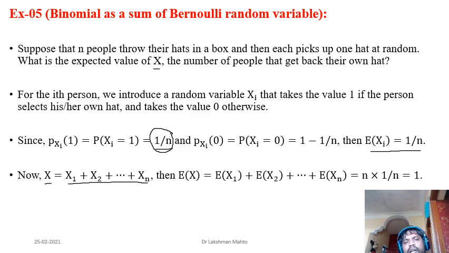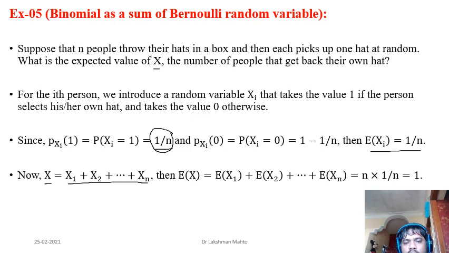I will discuss in detail regarding independent variables as well. I have already discussed independent events. After that, I will discuss independent random variables as well. So overall, I would like to say that x is a binomial random variable which can be represented as a sum of n number of independent Bernoulli random variables.